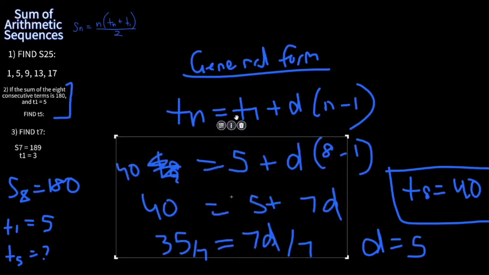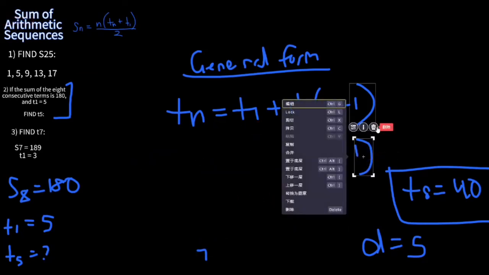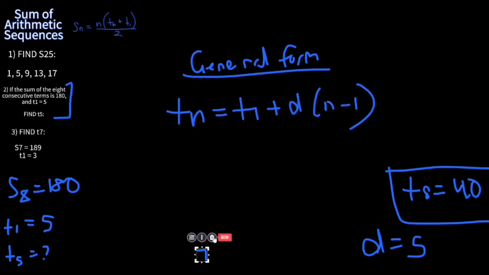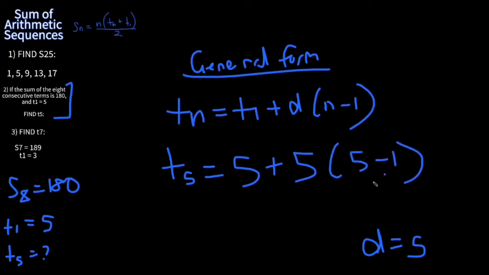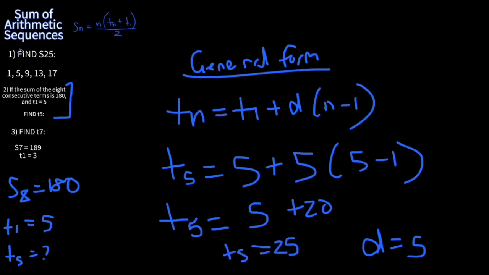Now, since we know D, we can solve the 5th term. So, using this equation, we're going to find the 5th term, so we replace n with 5. We already know T1, that is 5, and we know D is now 5, so plus 5 bracket n, which is 5. 5 take 1. 5 take 1, 4. 4 times 5 is plus 20. We have 5 here. And so the 5th term is equal to 25.